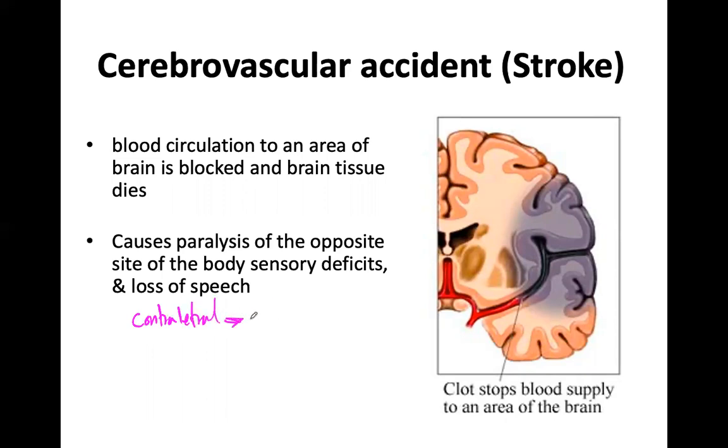Contralateral means the right part of the brain controls or collects data from the left part of the body and vice versa. So the concept of contralateral means that if, let's say, the right side of the brain is damaged, your sensory data and motor data on the left side get affected, and vice versa.